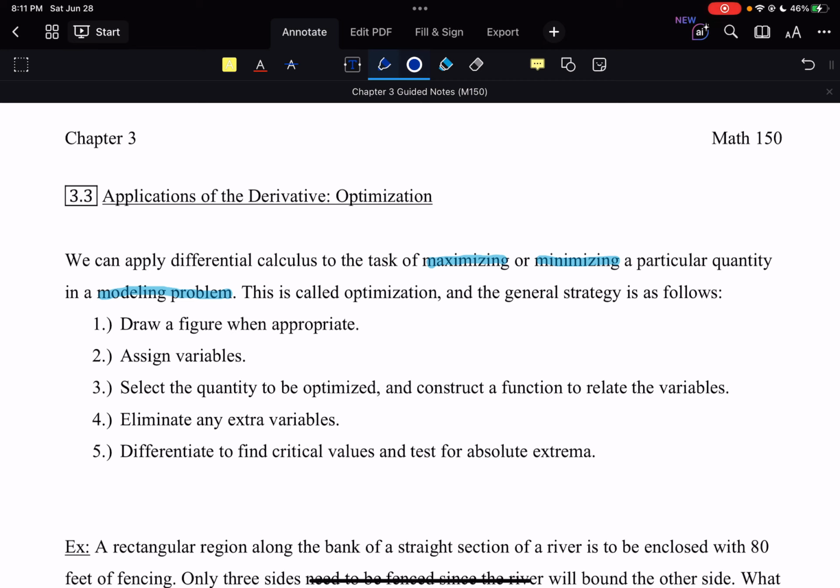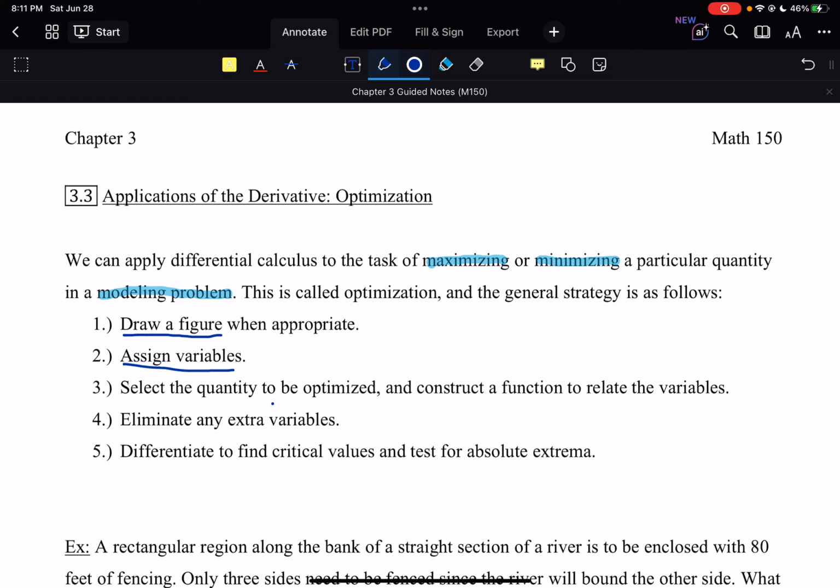So when we want to optimize a value, our general strategy follows these basic steps. Draw a figure when appropriate. If there's a case where you can visualize it graphically or using a diagram, that's always a good idea. Every little bit of extra information that we can get helps simplify the problem. We're going to assign variables, so give everything a label.